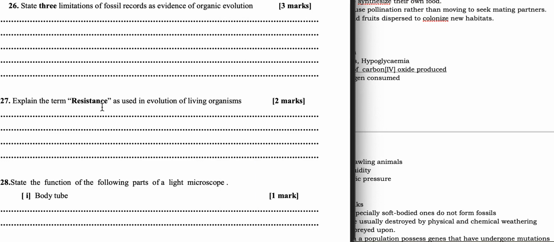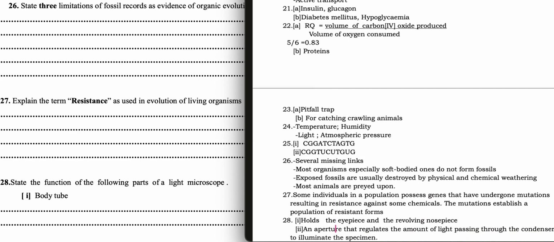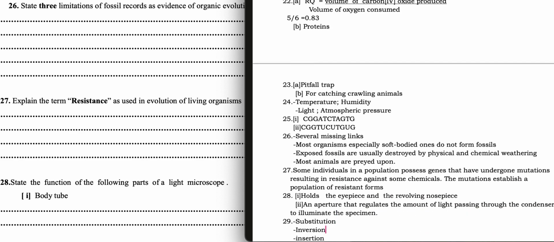Explain the term resistance as used in evolution of living organisms. Some individuals in a population possess genes that have undergone mutations, resulting in resistance against some chemicals. The mutations establish a population of resistant forms.